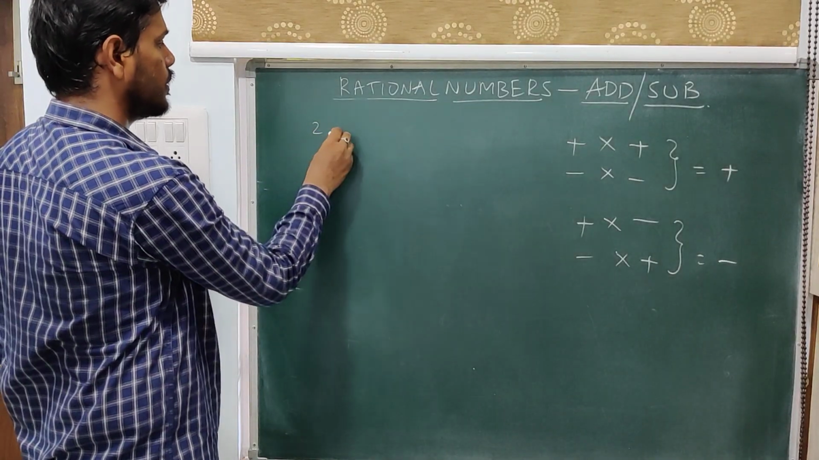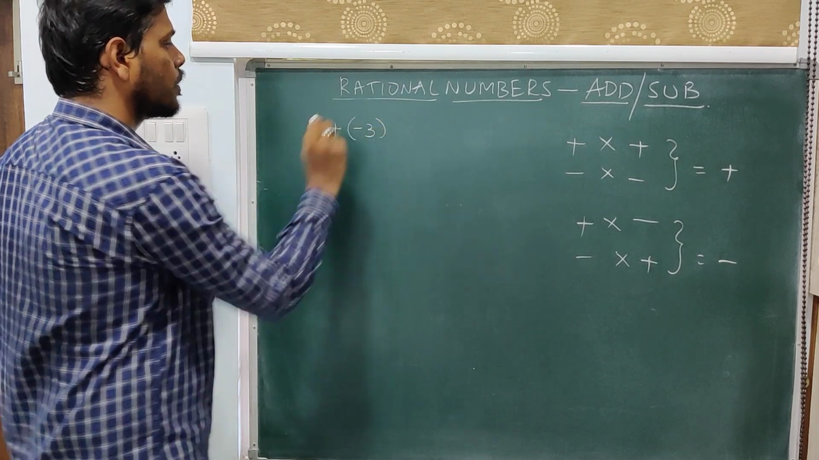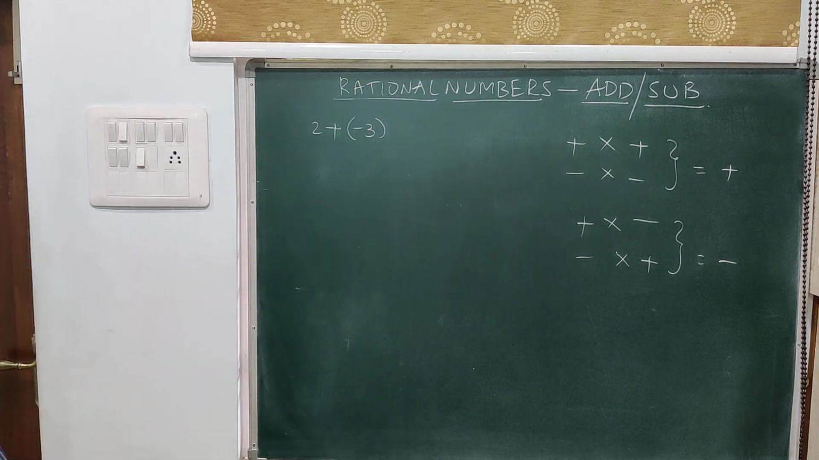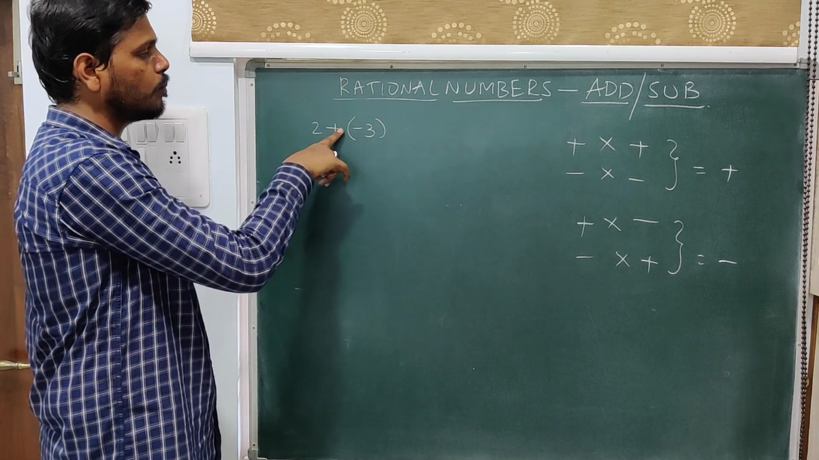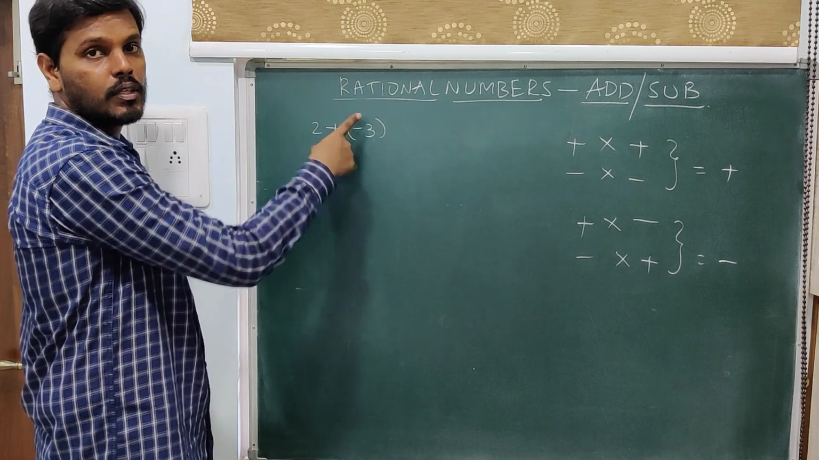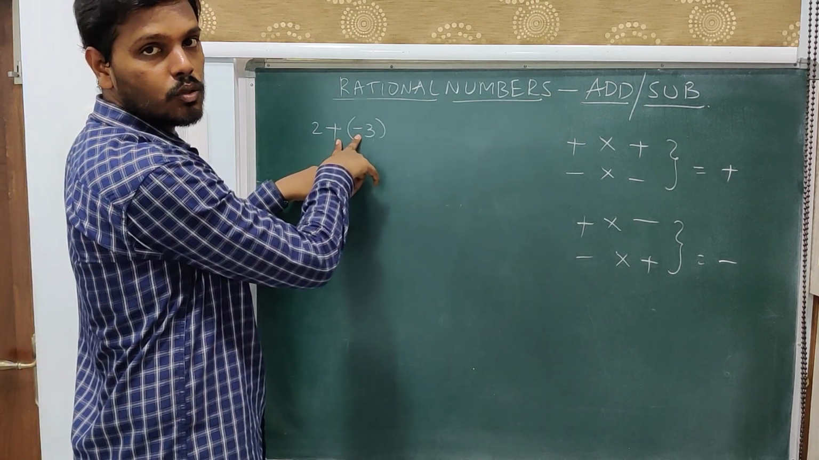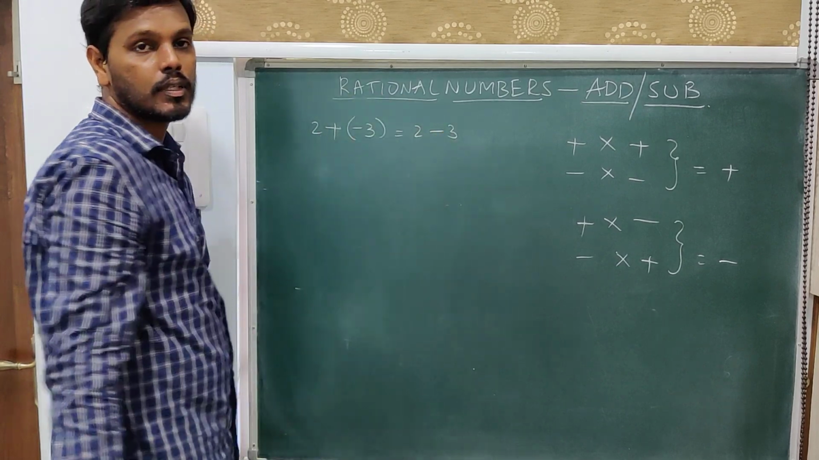Suppose you are going with 2 plus minus 3. As I told you, whenever you find a bracket, assume that you are multiplying. If you don't have any number, assume that you have 1 here. So plus 1 into minus 3. Plus 1 into minus 3 gives you minus 3 because you are multiplying two numbers of different signs, so you will get a negative number. So 2 minus 1 into 3 gives you 3.